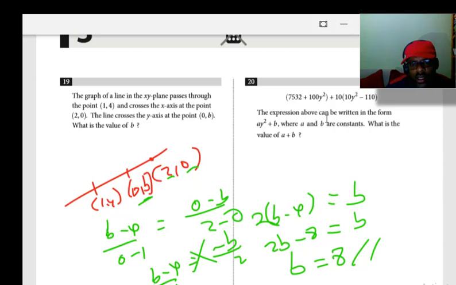20, the last one. So the expression above is written in the form of this one. This is exactly the same as a y squared plus b. This is the same as matching the same terms on opposite sides of an identity.